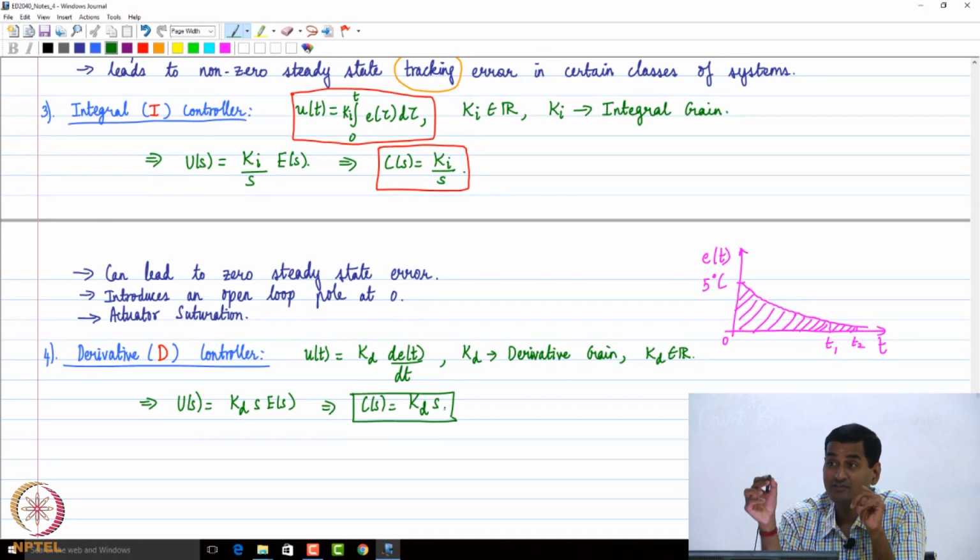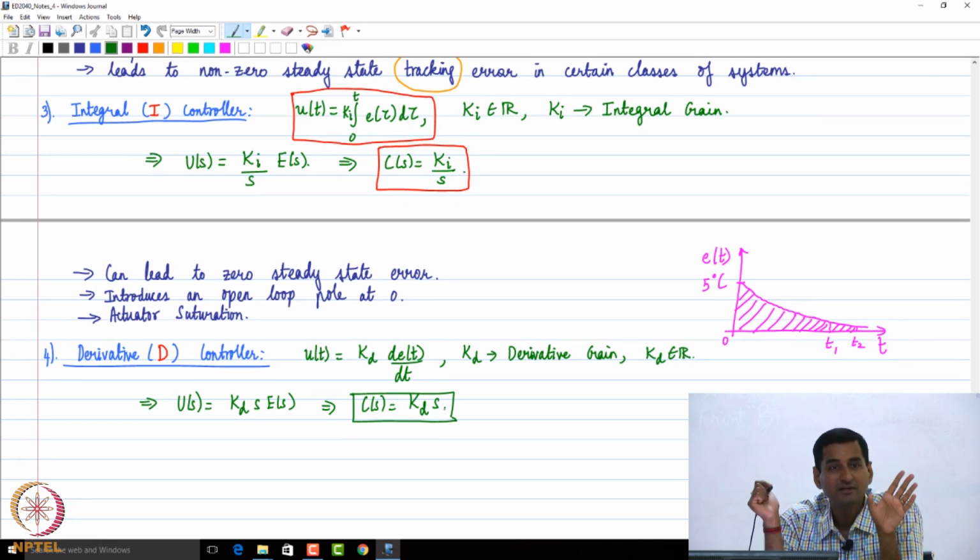For example, if your plant transfer function had n equals m, and you don't have H of s, it is 1, you obviously can't use the derivative controller. Why? Because the open loop transfer function will not be proper. So we need to keep that in mind. That's something I want to alert you about. Let me repeat that.